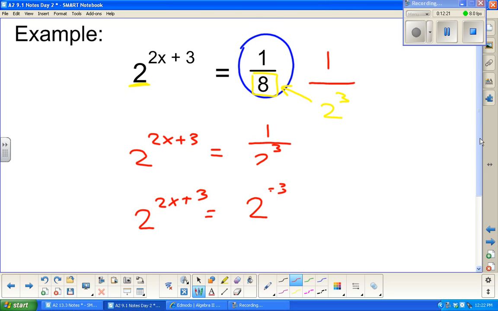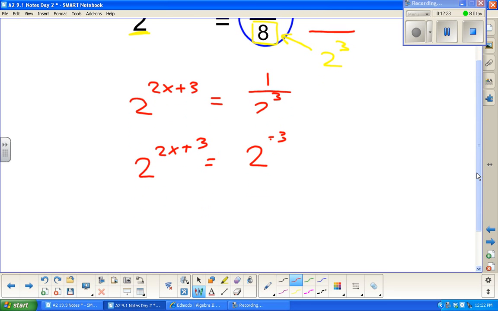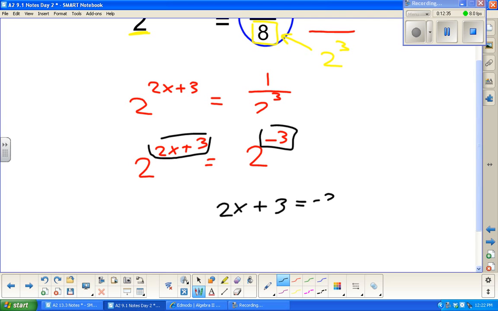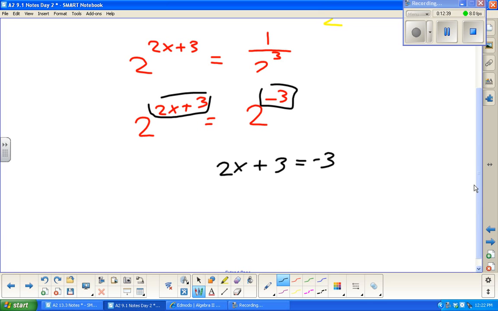So we can just set our exponents equal to each other. Sorry, I got a little sloppy with my erasing. That was negative 3 we said. So now we'll just set them equal. The exponent has to equal the other exponent. So 2x plus 3 needs to equal negative 3. And if we subtract the 3 from both sides, 2x would equal negative 6. And then of course dividing by 2, we would get our answer of negative 3.